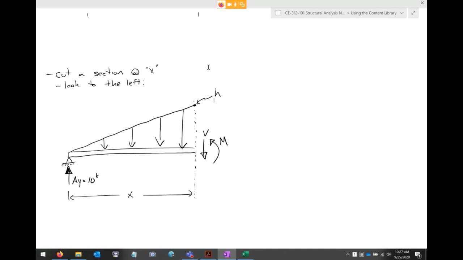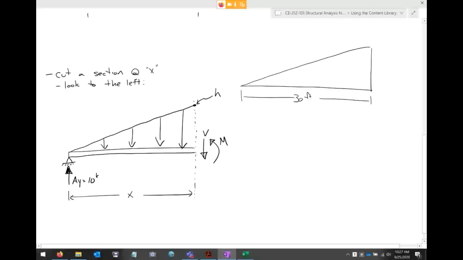Look at it this way. This dimension is 30 feet, and if that's 30 feet, I'm saying that height is 2 kips per foot. The entire area of the triangle is in kips. Does that make sense?